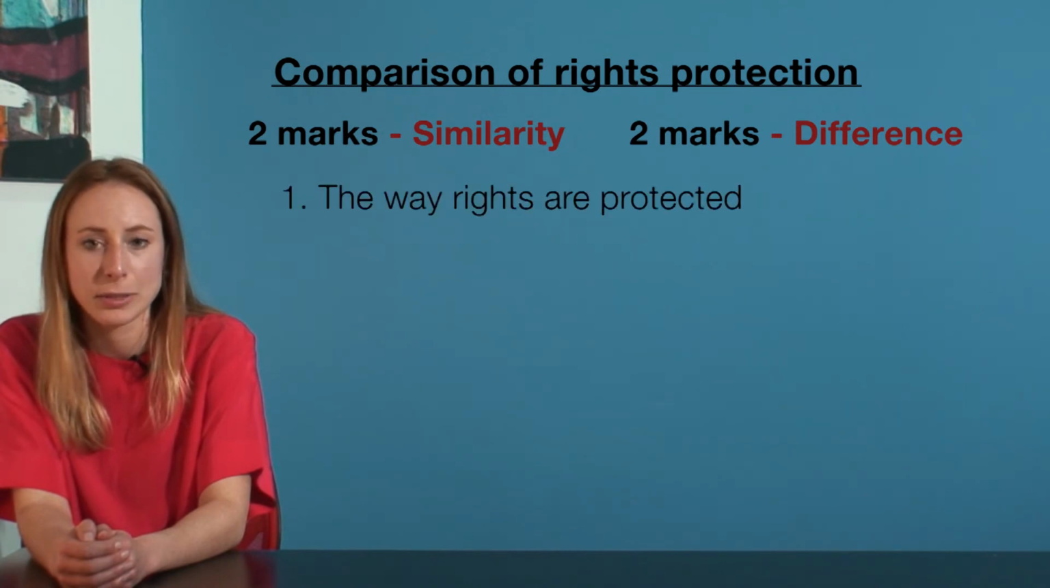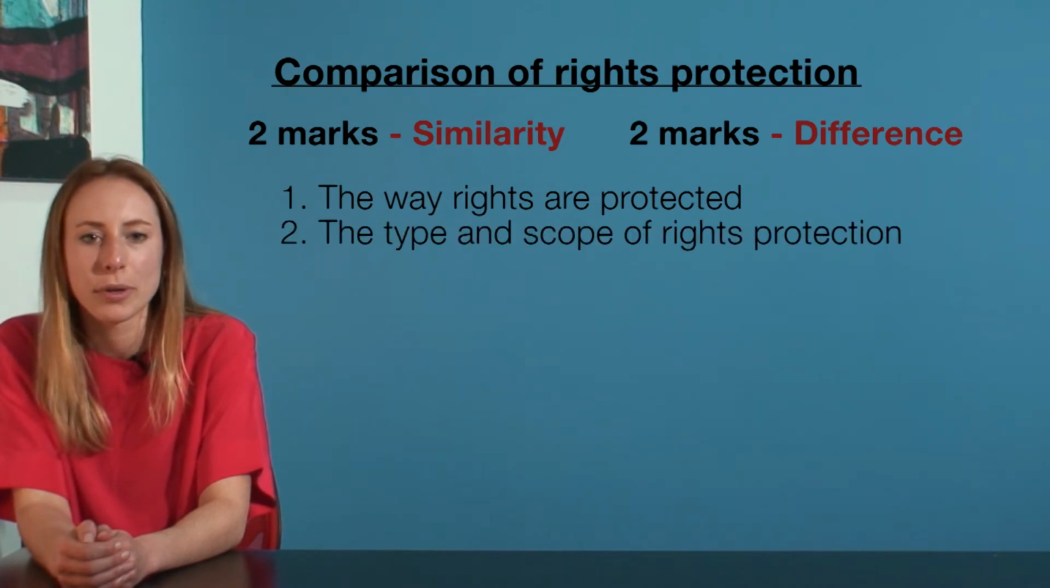First, the way rights are protected. Does the country have entrenched rights? Does it have a Bill of Rights? Second, the type and scope of rights protection. How many rights are protected? What are they? And are they broad human rights, like the right to life, or are they more specific?